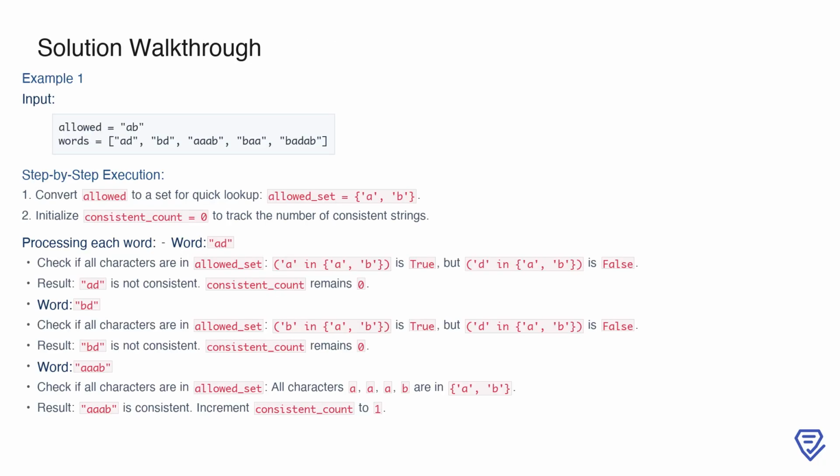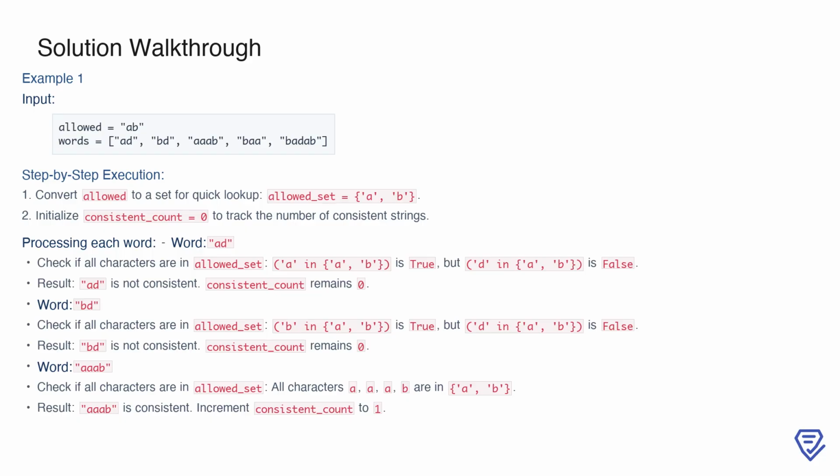In this example, the input allowed is given as the string ab, and the words array contains add, bd, ab, ba, badab. To solve the problem, the first step is to convert the allowed string into a set for quick lookup of characters. This gives us allowed_set equals a, b. Next, we initialize a variable consistent_count to 0, which will keep track of the number of consistent strings. Now, let's process each word in the words array.